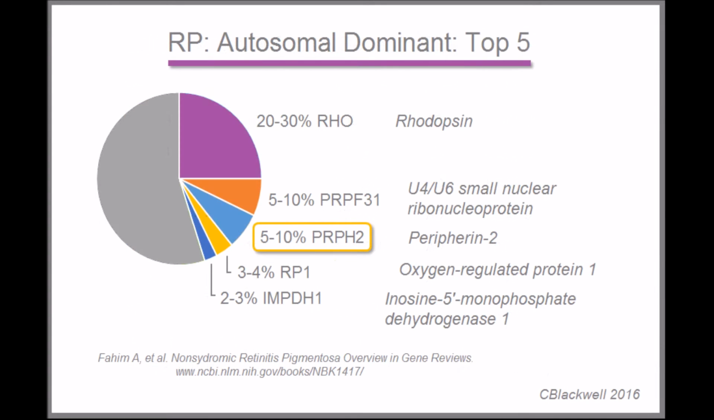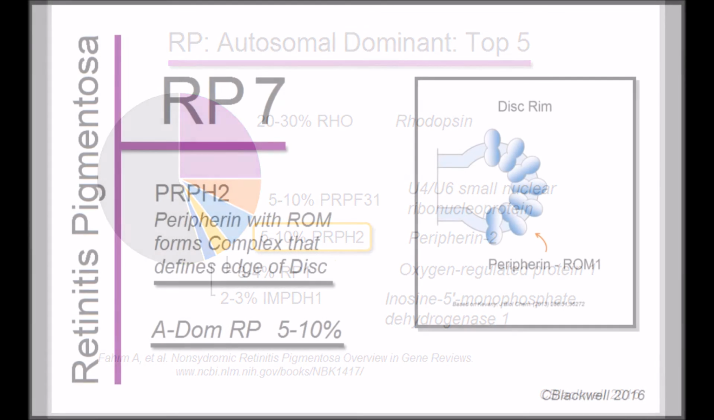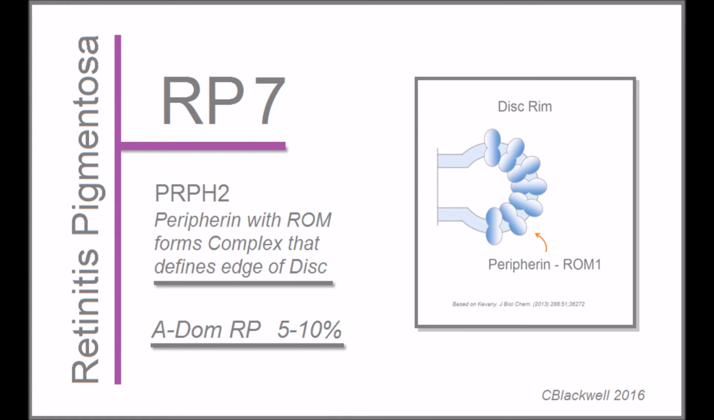The third most common defect involves a membrane protein, peripherin, abbreviated PRPH. Similar initials to PRPF, but quite different in function. Historically, this gene was originally called RDS, retinal degeneration slow. Eventually, it was found to be peripherin, which forms a four-part complex with ROM, retinal outer segment membrane protein 1.